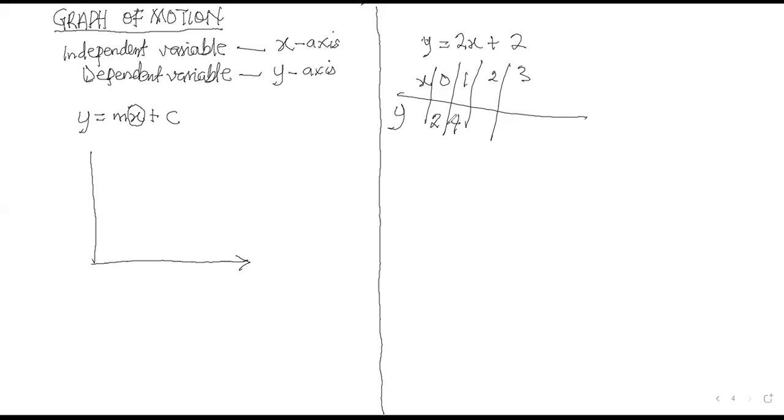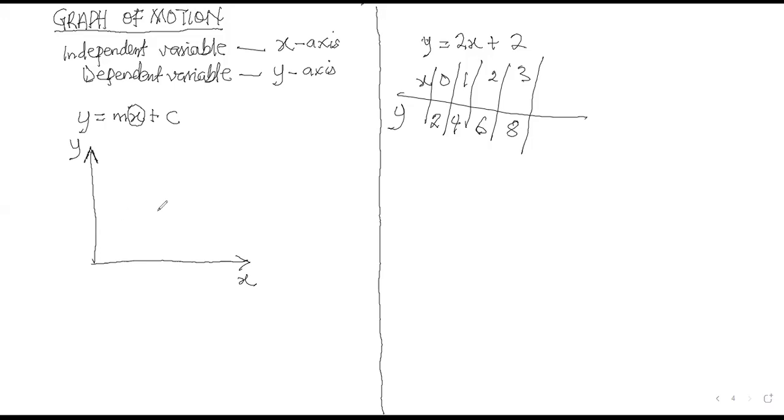When x is 1, y will be 4. When x is 2, it is 6, and so on. So y depends on x. In graphing this, y is taken as the vertical axis, whereas x, which does not depend on y, is taken on the horizontal axis. So in plotting graphs, the x-axis is always the independent variable, whereas the y-axis is the dependent variable.